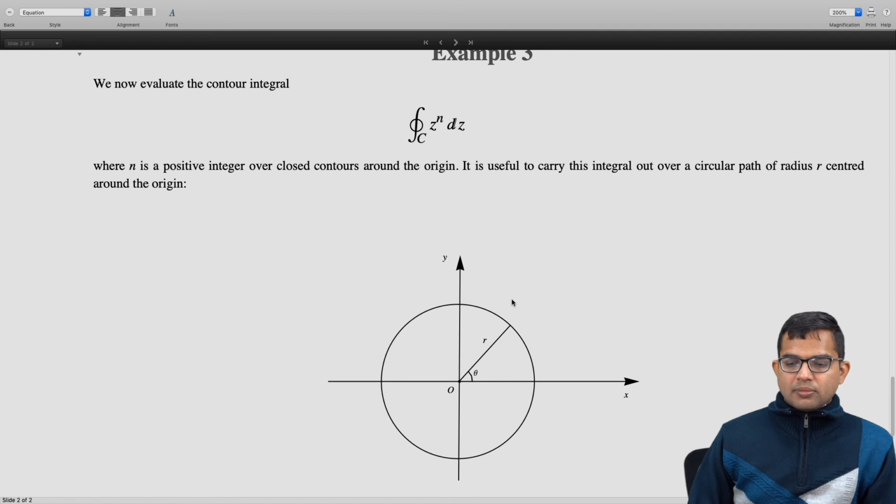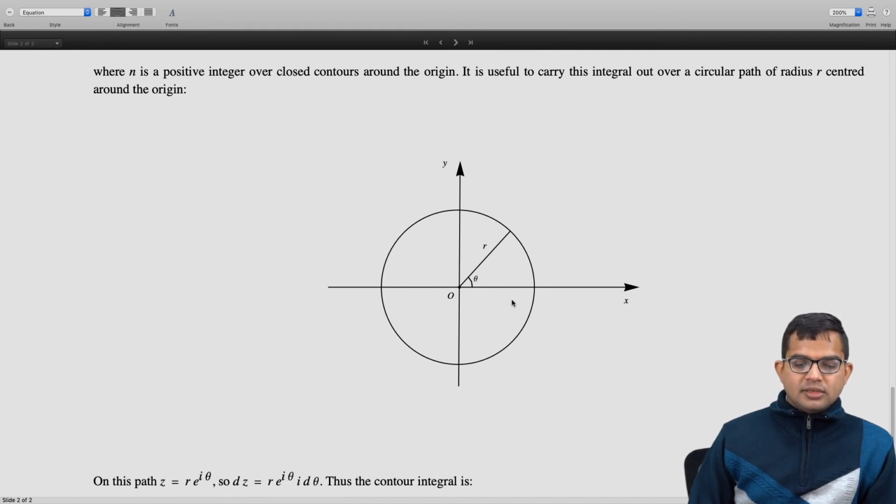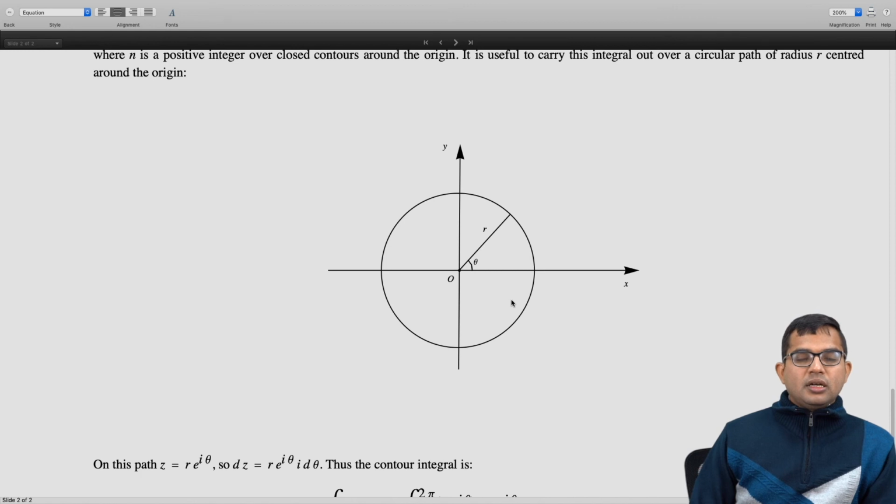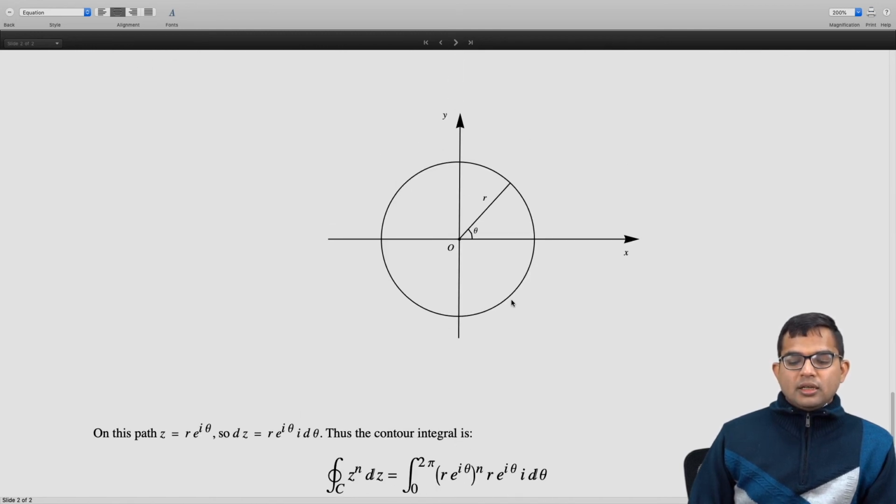If I have a circular path of radius r, then I can write z as r times e to the i theta, and so immediately dz is just r times e to the i theta times i d theta. So the contour integral can be written as a simple definite integral from 0 to 2 pi in terms of theta. r is not changing, only theta is the variable which changes. So I have r times e to the i theta, the whole power n, times r times e to the i theta times i d theta.